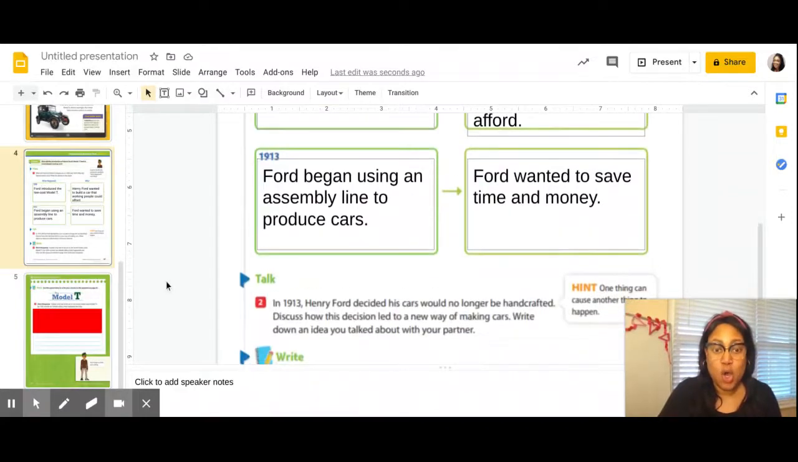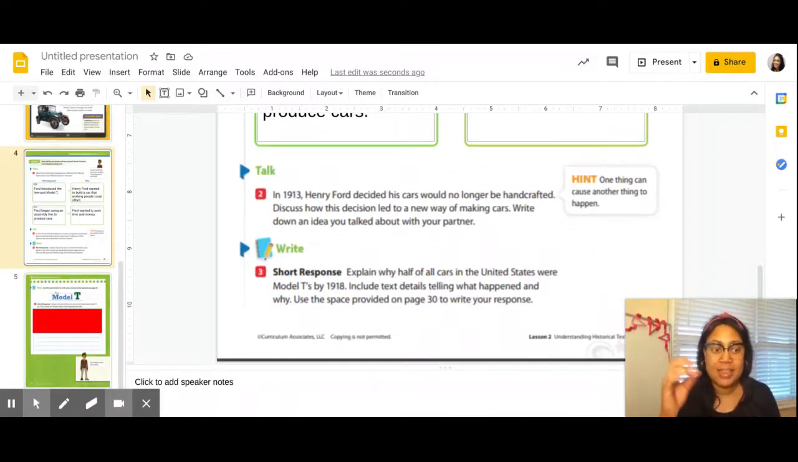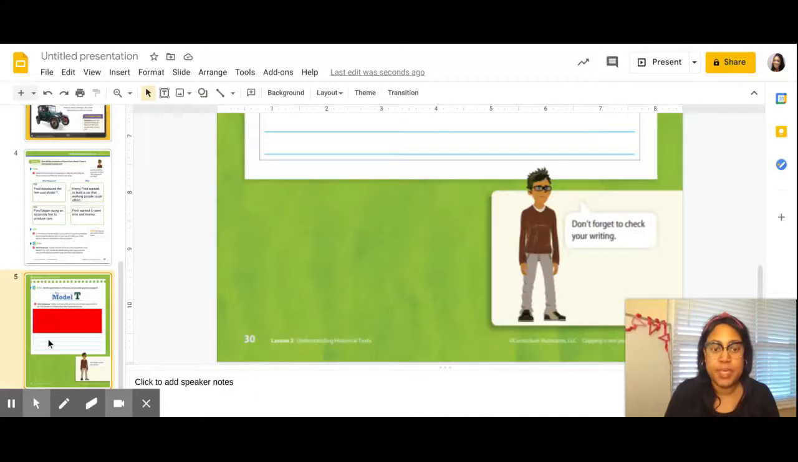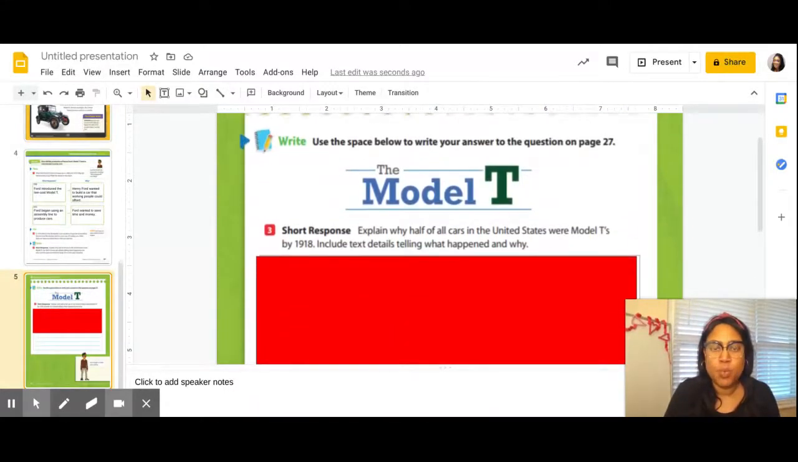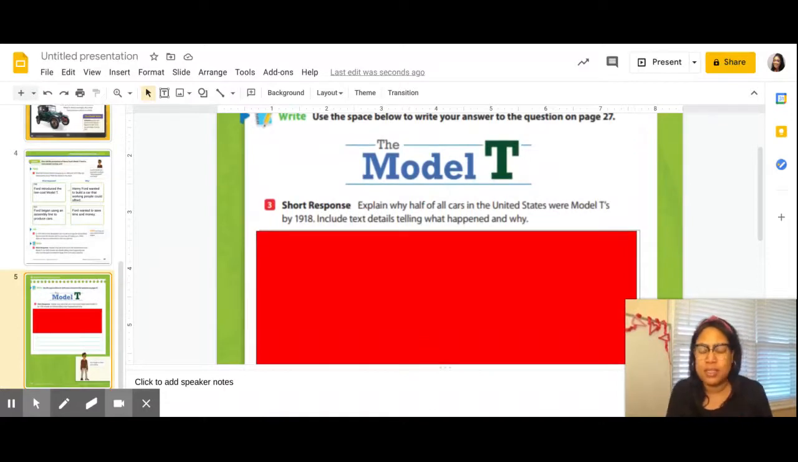All right, so moving right along, let's then think about what happened in this article and why. So question 3 asks us to explain why half of all cars in the United States were Model Ts by 1918.